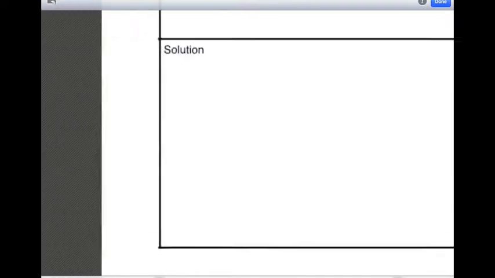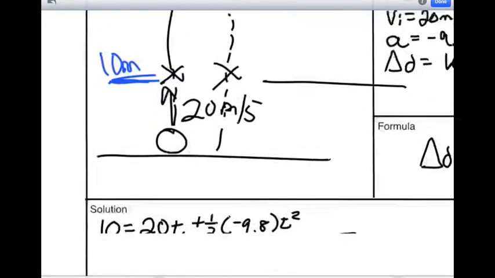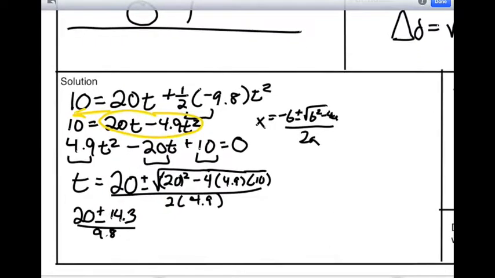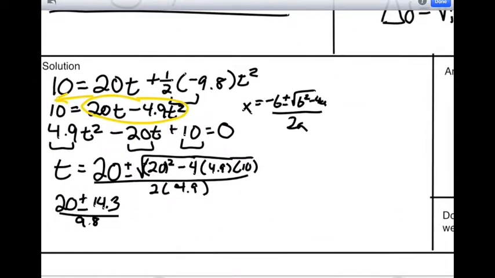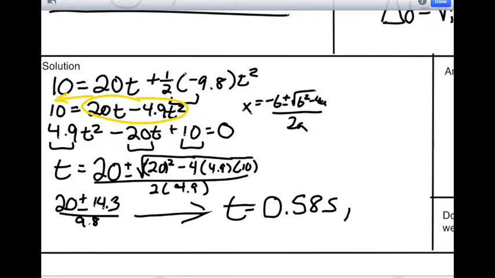So now it gets a little tougher from here because you say, what solution am I going to take, the plus or the minus? And remember, we were looking for two solutions. So the fact that we were looking for two solutions is actually pretty good here. So first we'll do 20 minus 14.3 and divide it by 9.8, and we get a time of 0.58 seconds. And when we do 20 plus 14.3 and divide by 9.8, we get the time of 3.5 seconds.